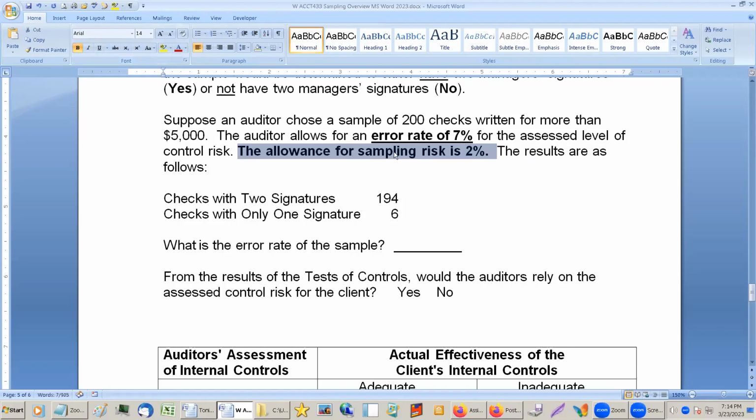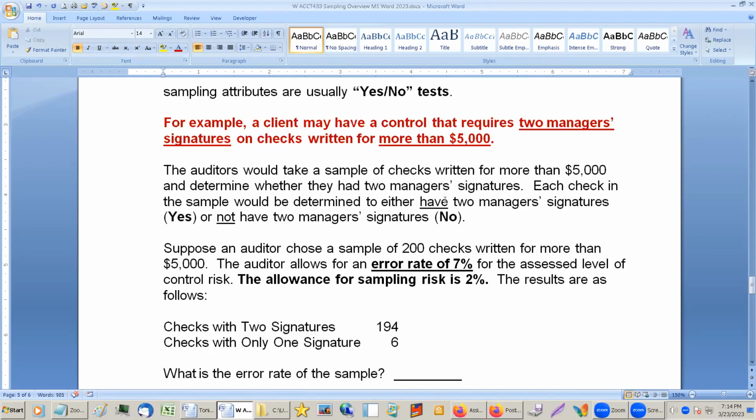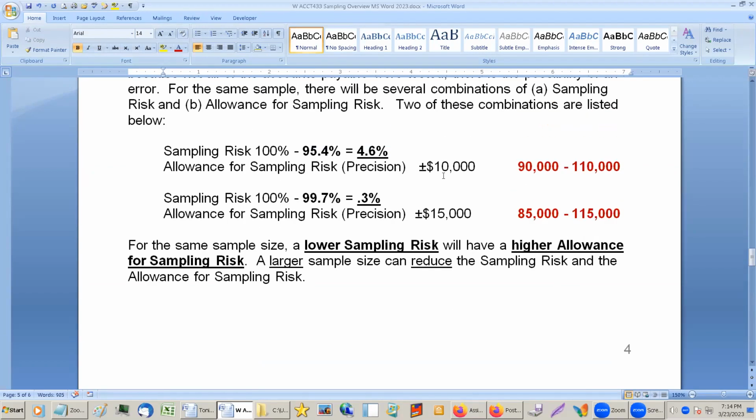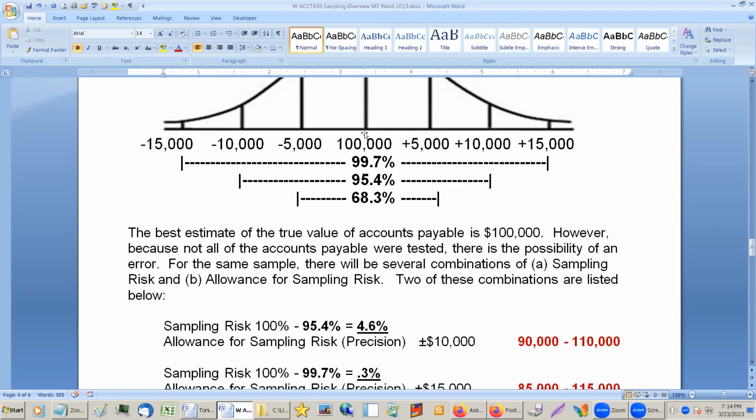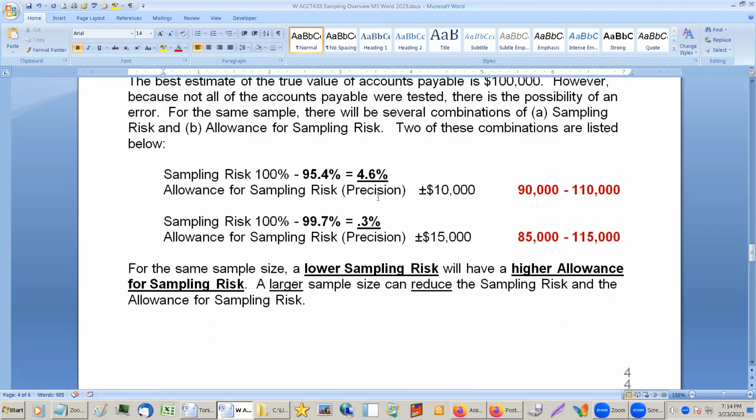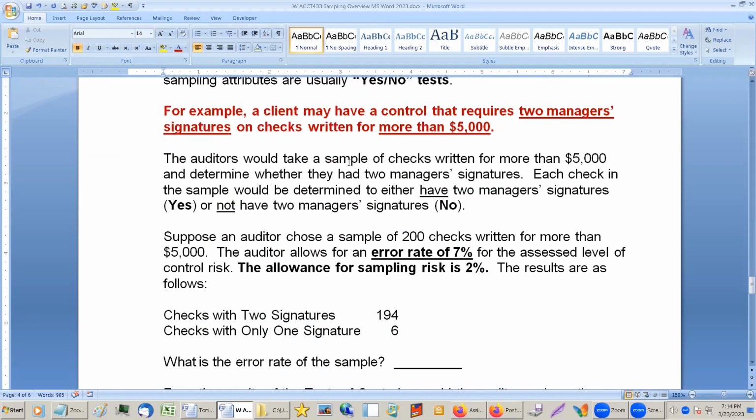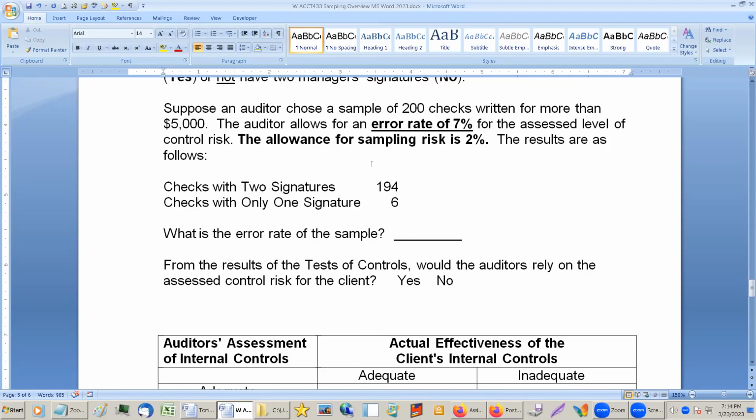Now, I'm going to head back up here. So what this is saying is that, as a percentage, the allowance for sampling, that it can be on either side of this, is 2% based on our sample. So it could be plus or minus 2. And usually we're looking at more like the plus 2.